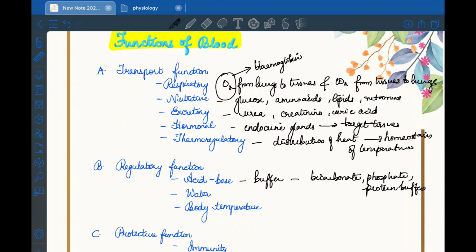And the water balance and osmotic pressure is maintained by the blood via the plasma proteins. The most important plasma protein is albumin. So it regulates the water balance via the plasma proteins, that is mainly albumin, as well as electrolytes. And the body temperature is also maintained by the blood via the variable blood flow to the skin.